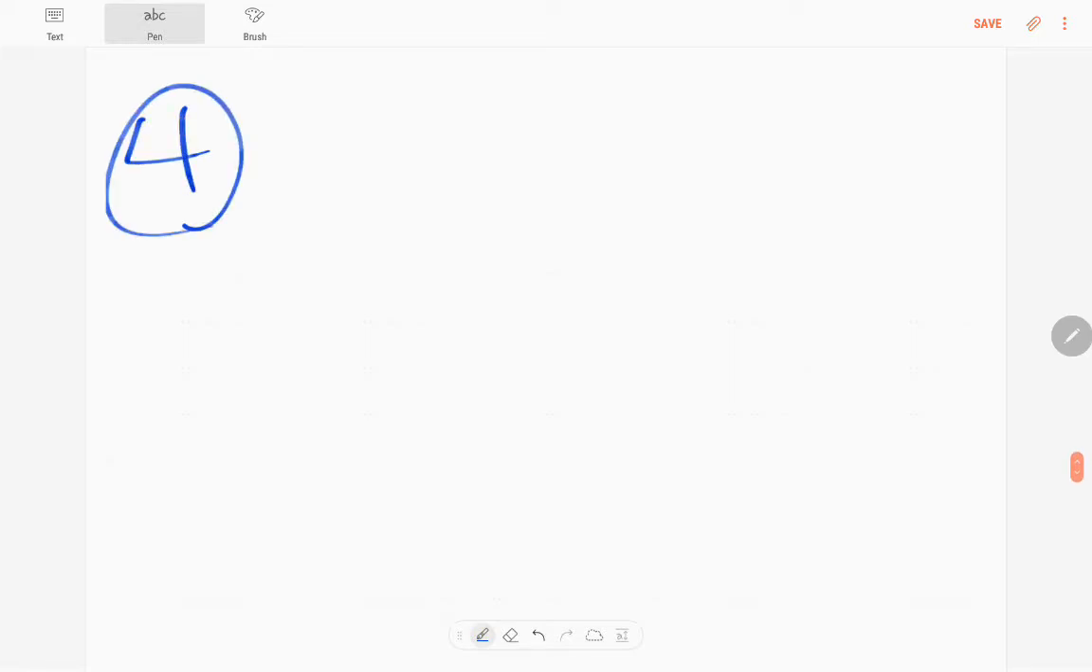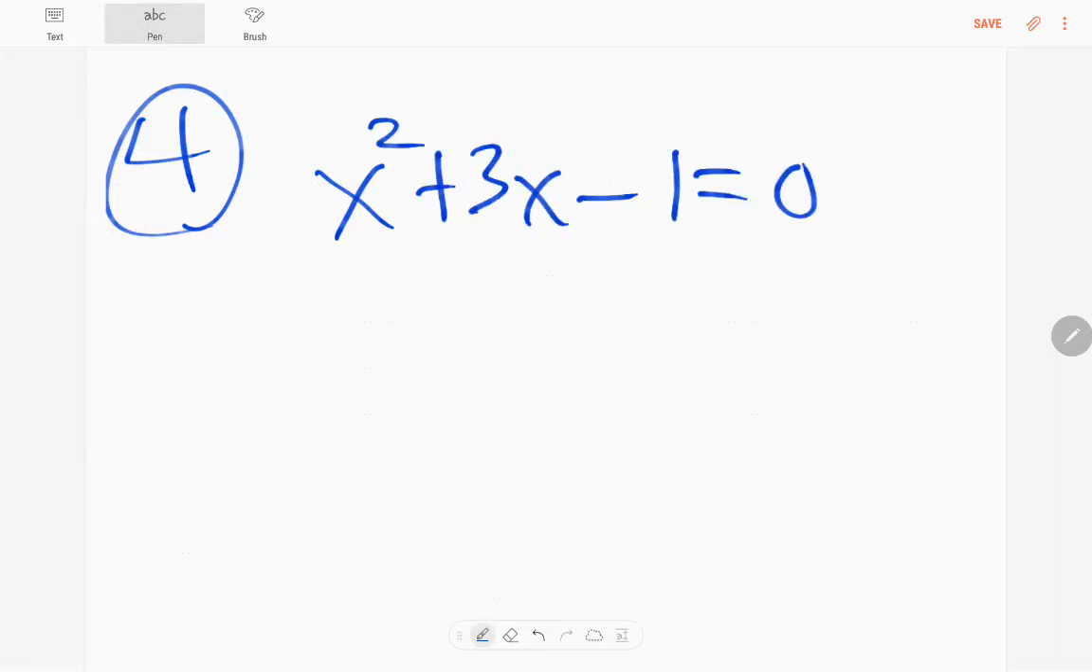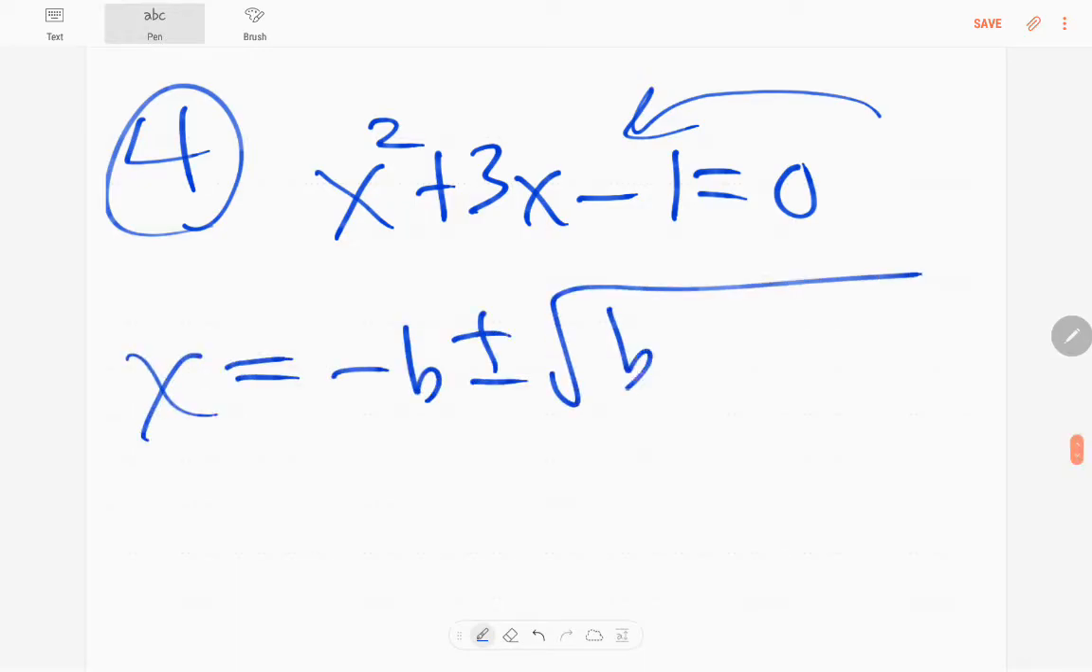Now this one says use the quadratic formula to solve. Now you have to know the quadratic formula for the test. You have to have it memorized. But when you use the quadratic formula, make sure all your terms are on the left-hand side and you just have a 0 on the right-hand side. But what I would do is write down the formula.